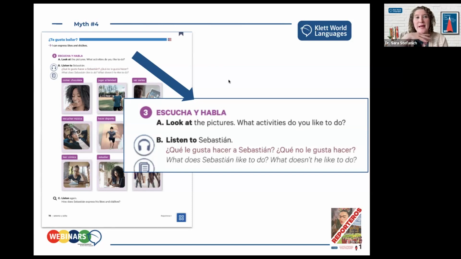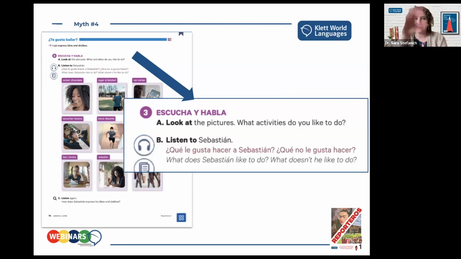And so here we have an example of an activity for level 1, year 1 Spanish students, where it says, take a look at the pictures. Which activities do you like to do? And so we've got a list of activities like eating chocolate, playing baseball, watching TV, listening to music, and some images to illustrate. And a lot of these words are cognates. And so I'm not expecting much difficulty from students in terms of understanding these activities here.